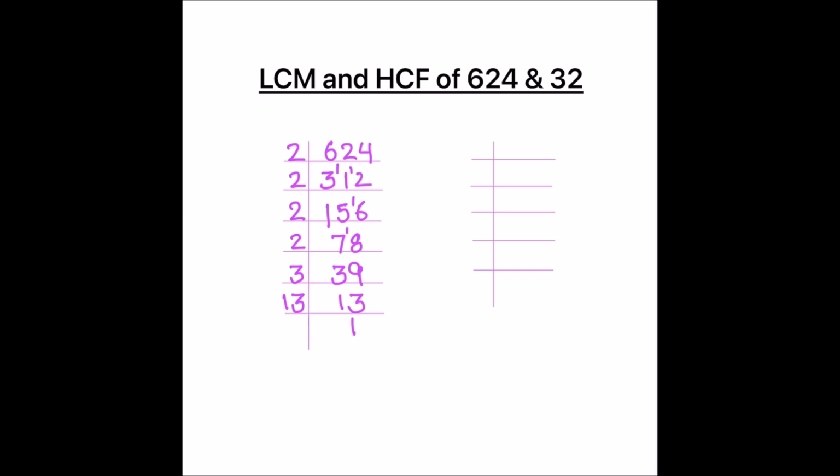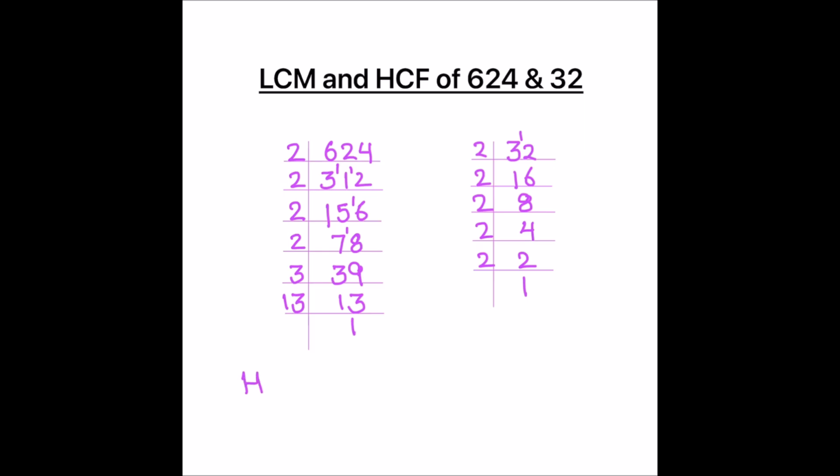Now we will find the factors of number 32. It is an even number, fully divisible by 2. 2 times 1 is 2. 1 is remainder. This becomes 12. 2 times 6 is 12. 2 times 8 is 16. 2 times 4 is 8. 2 times 2 is 4. And 2 times 1 is 2. So we got the factors of 624 and 32. Now we'll write the factors and we'll find the LCM and HCF of the numbers.